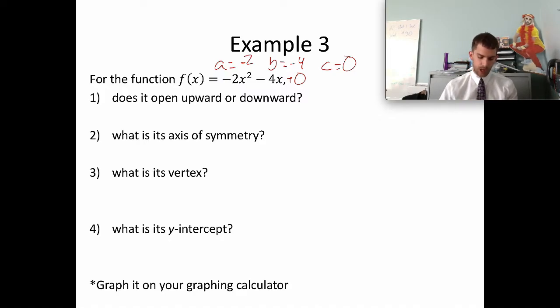So does it open upward or downward? The a value is negative. So the a value is negative, so it opens downward.